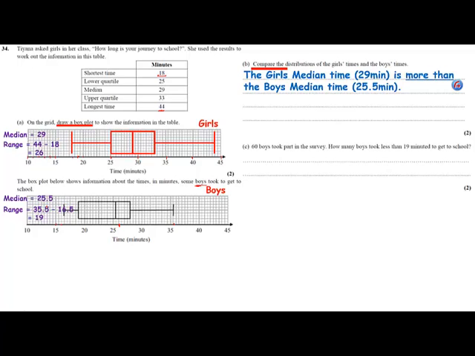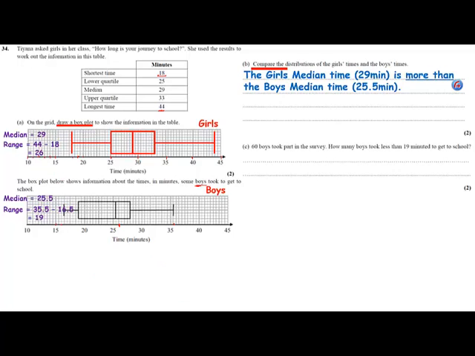Show the information, the numbers, in your explanation. And that's just a comparison. Use the phrases more than, less than, greater than, or so on. Right? But in this case, the girls' median time is more than the boys' median time.